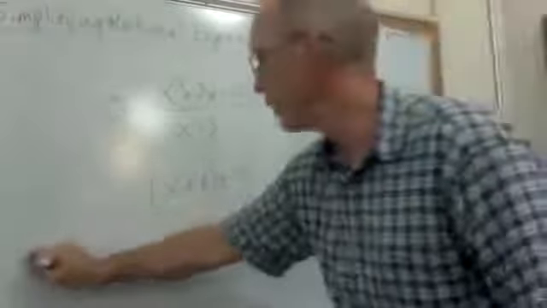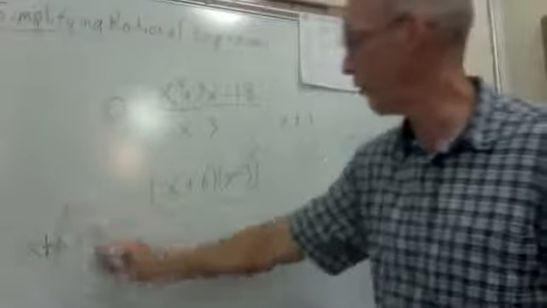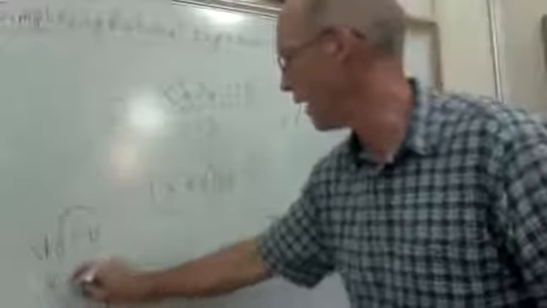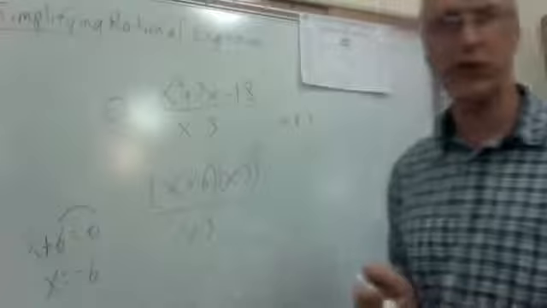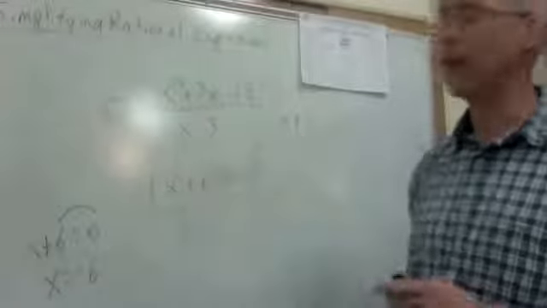Now, basically, think about your equation. It's going to be x plus 6 equals 0. So the 0 of this, we'll solve it, and x is negative 6. That's where your 0 is at. Okay? All right, that's all there is for simplifying rational expressions.